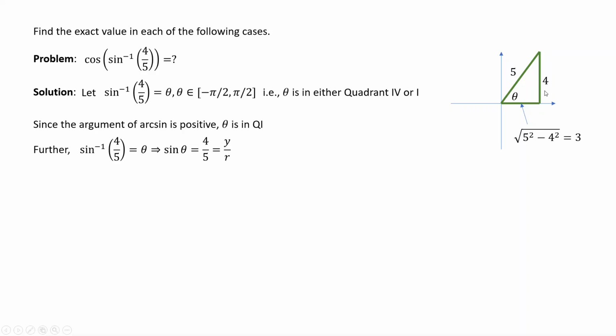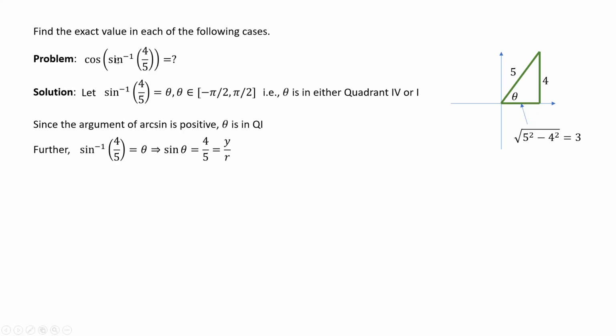So we show theta. Clearly, y happens to be 4, and r happens to be 5. And using the Pythagorean theorem, we'll figure out what the other leg ought to be, which is the square root of hypotenuse squared minus the leg squared. So this is 3. Cool. So now that we have every length of this triangle, we are ready to figure out whatever we need.